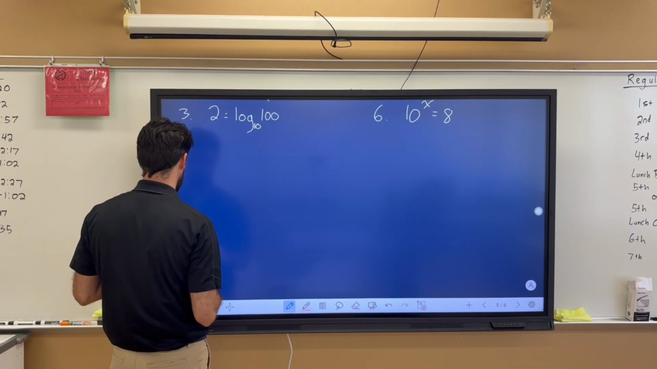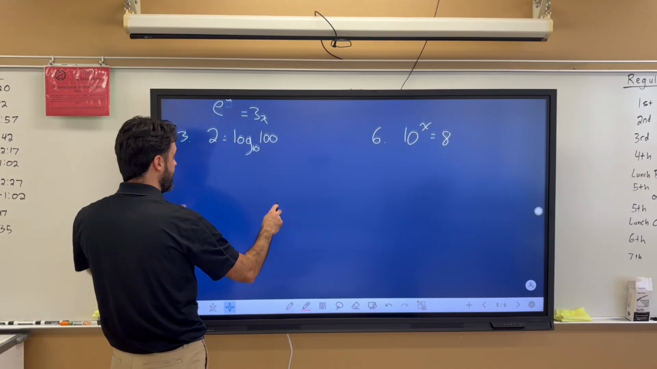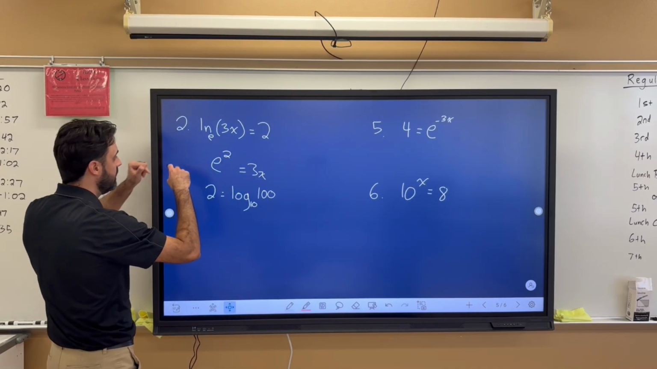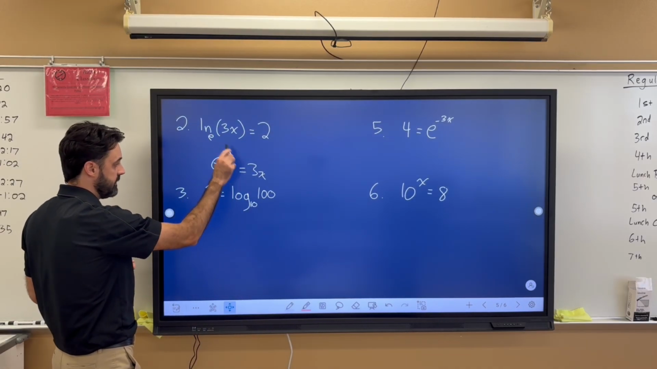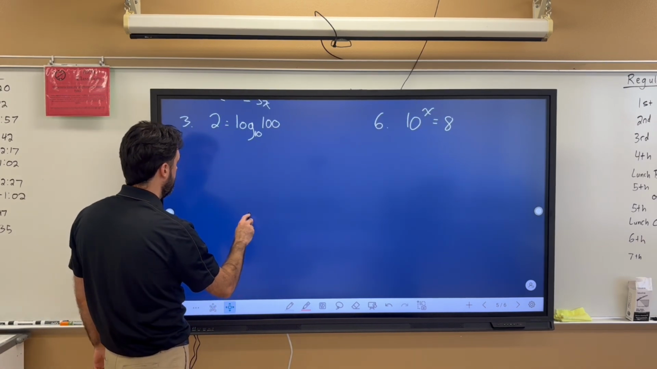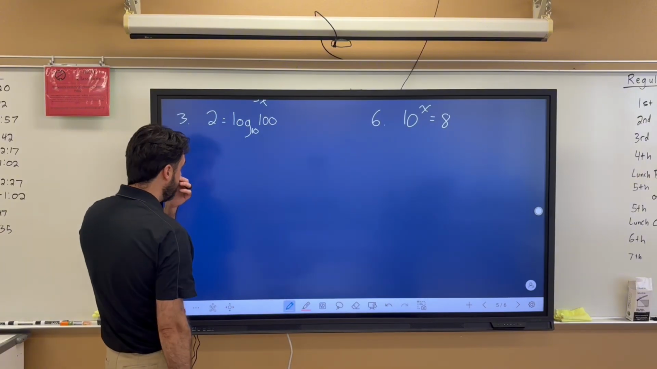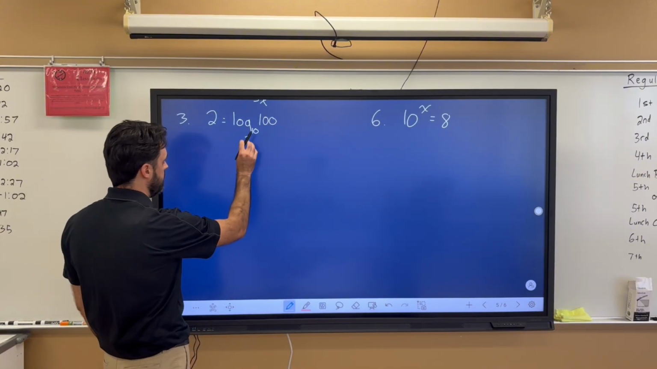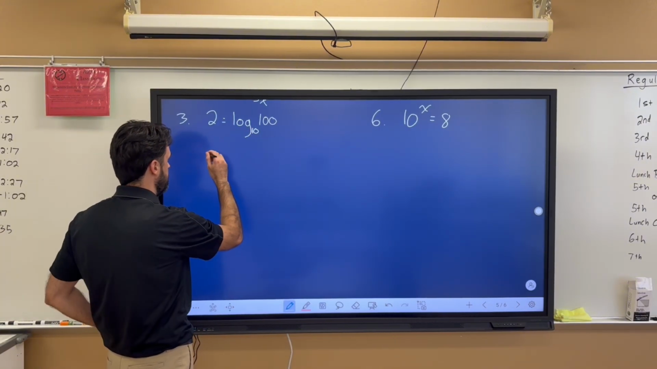All right, the previous one said the natural log, or ln, that has a base of e. If it spells the word log without a base, it's a base of 10. All right, so converting this to exponential form. 10 was the base of the log, it's still the base of the exponent.